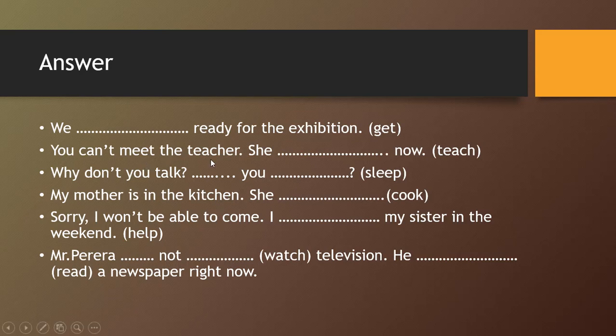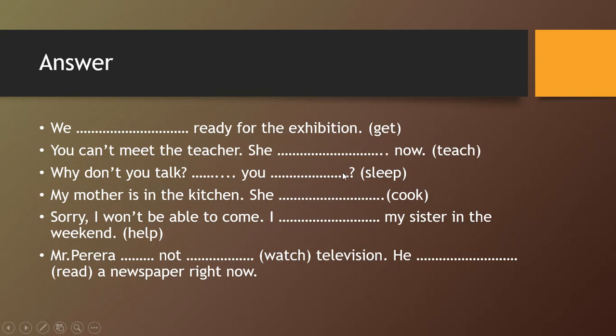You can't meet the teacher. She blank now. Something happening right now. She, that is a singular, so you have to use the be verb is and the ing form of teach, that is teaching. She is teaching now. You can't meet the teacher. She is teaching now.